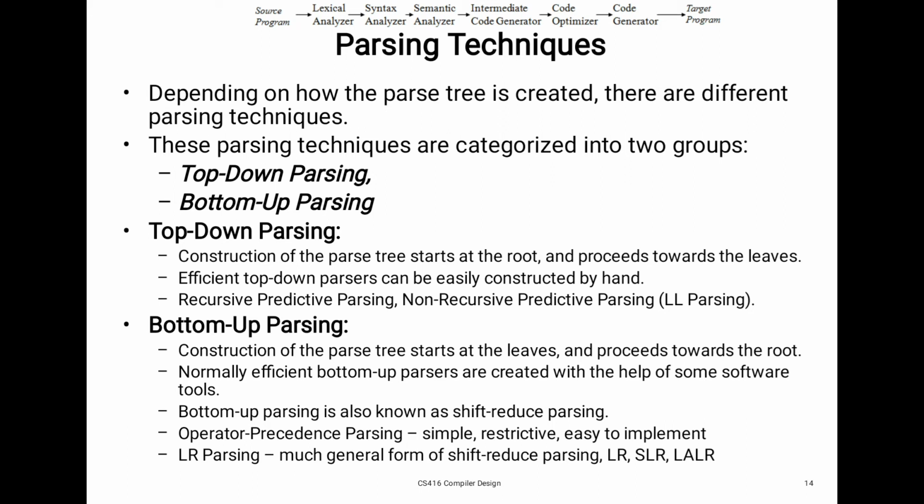The next one is bottom-up parsing. Construction of the parse tree starts at the leaves and proceeds towards the root. Normally, efficient bottom-up parsers are created with the help of software tools. Bottom-up parsing is also known as shift-reduce parsing. There is also the operator precedence parser, which is simple, restrictive, and easy to implement. Next, LR parsing is a much more general form of shift-reduce parsing. There are different kinds of LR parsing: CLR parsing, SLR parsing, and LALR parsing, that is, canonical LR parsing, simple LR parsing, and look-ahead LR parsing.